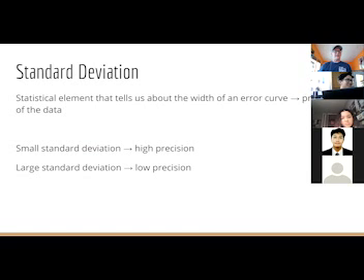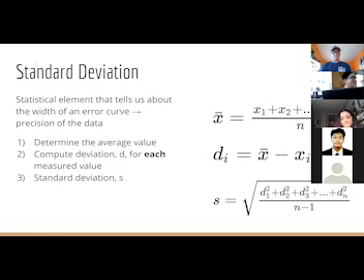So how do we calculate standard deviation? Basically, you just calculate all the deviations together. So we know how to do that. Each individual deviation is measured, and then we square them, add them all together, divide by the number of measurements minus 1, and take the square root.